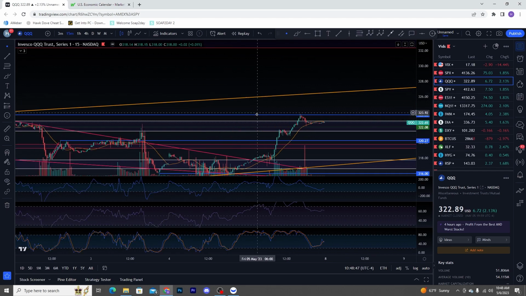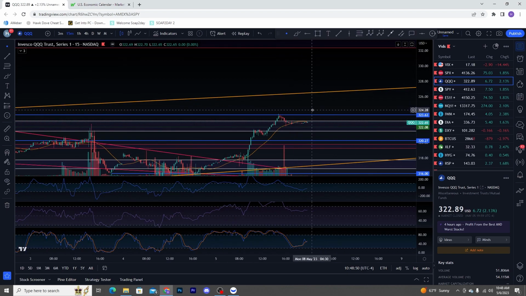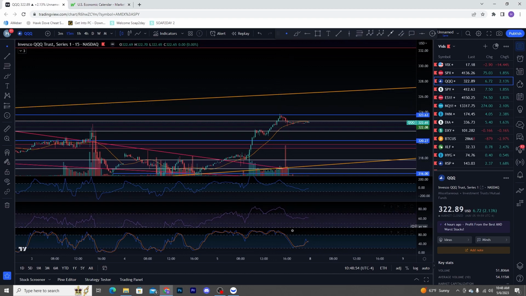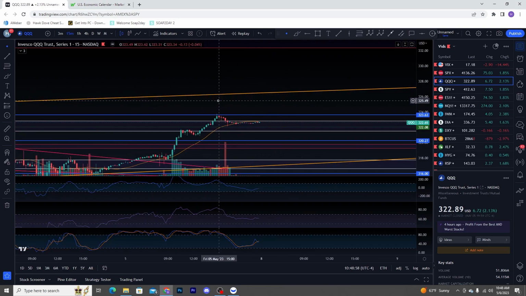Look at that. Perfectly came right up to resistance. That would have been a glorious short. I didn't pull the trigger on that one, I did not, but you did. You had a setup, it was there.